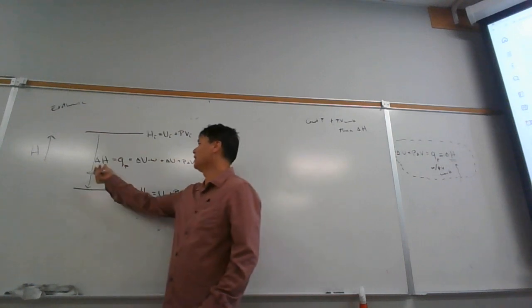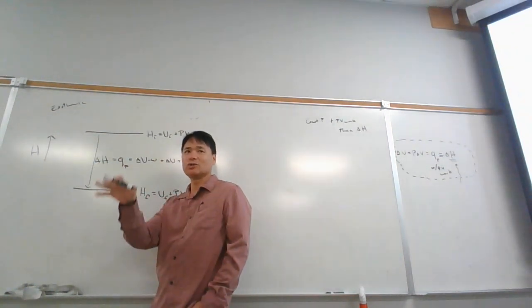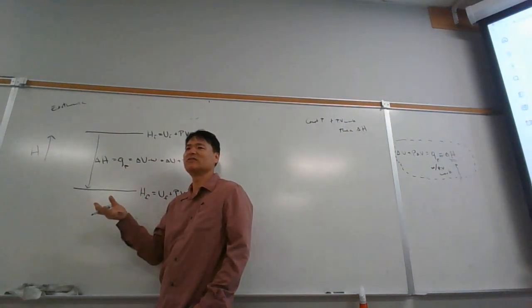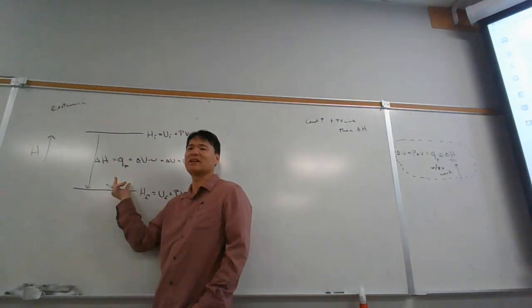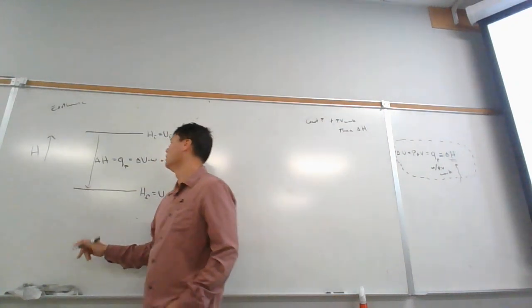Usually when we say delta H, it's intensive. Delta H is kilojoules per mole. However, when we say Q_P, that's extensive. Maybe I didn't burn a full mole. Maybe I burned a tenth of a mole, so I'm going to get a lot less heat. So sometimes they aren't exactly equal.